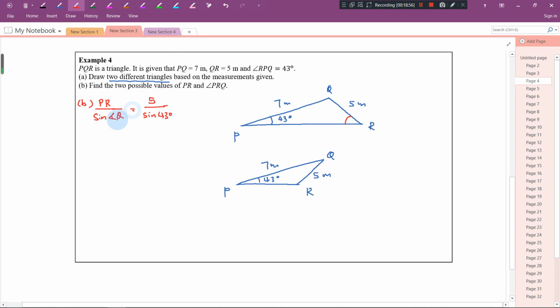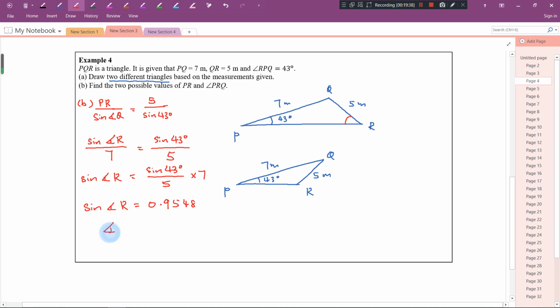Since now I want to find angle R, I put the angle on the top. Sine angle R over 7 is equal to sine 43 degrees over 5. So sine angle R is equal to sine 43 degrees over 5 times 7. Just press our calculator. Sine 43 degrees divided by 5 times 7. So this is equal to 0.9548.